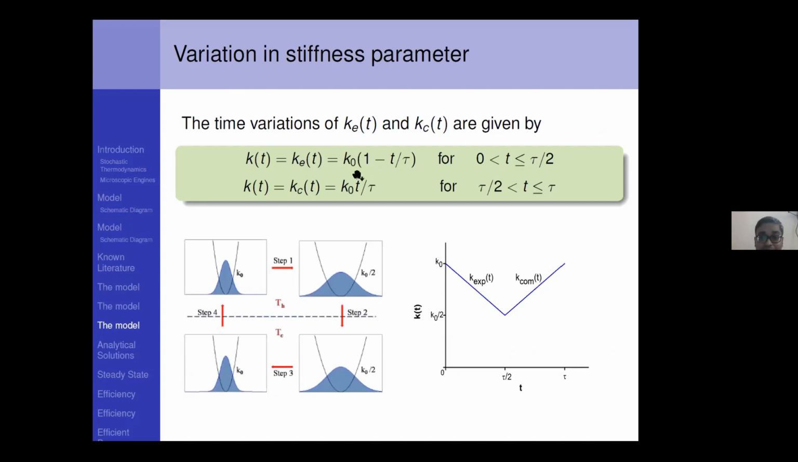Okay, so in the expansion process, if you remember, it starts from k naught, as is shown here, and at the end of the expansion process, it becomes k naught by 2. And this is the dependence, k naught into (1 minus t by tau), where tau is the duration of this cycle. In the compression process, the increase is also linear in time, k naught t by tau, and it goes from k naught by 2 to k naught. And these are the functional forms shown on the right hand side. Now let us get to the results.